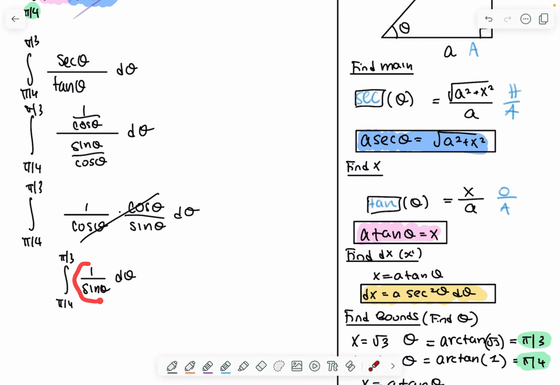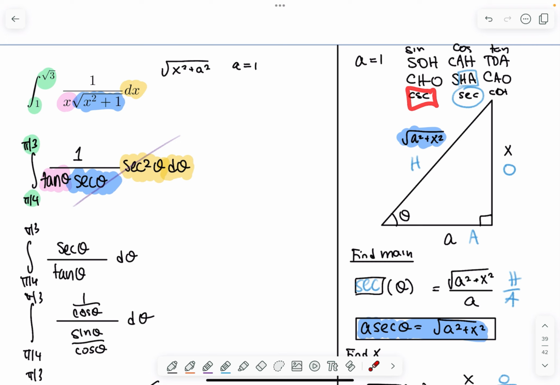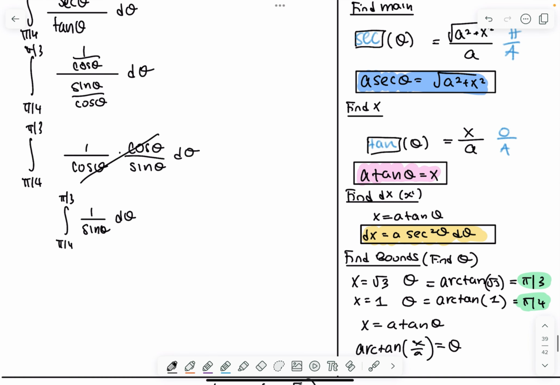And we know that 1 over sine of theta is really just cosecant, because 1 over sine of theta means inverse, right? And the inverse of sine is cosecant. So this becomes cosecant theta d theta.